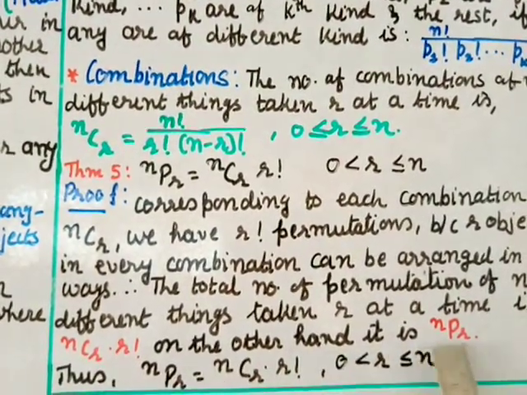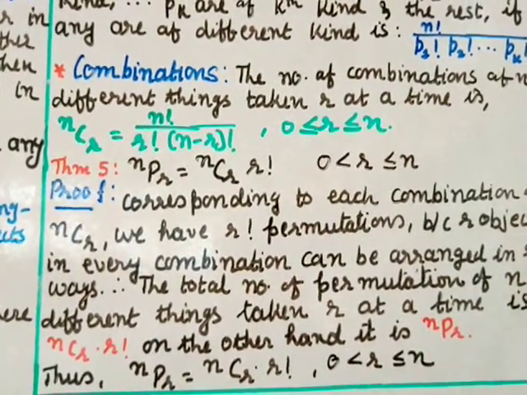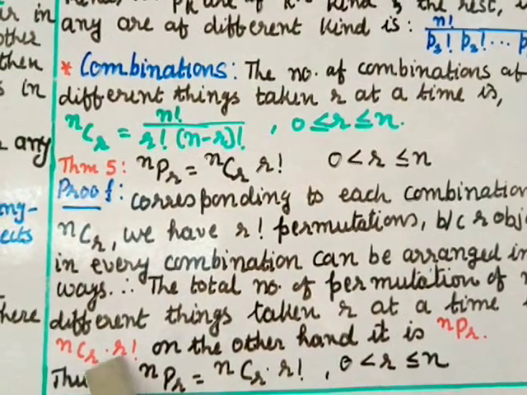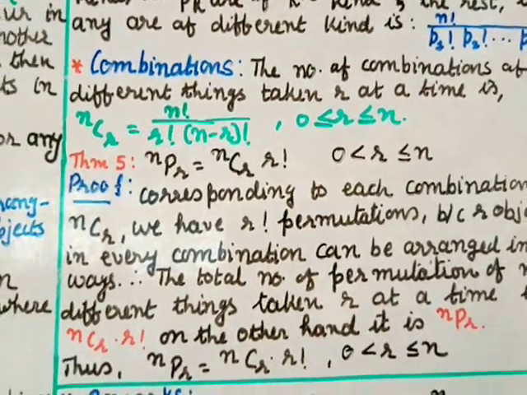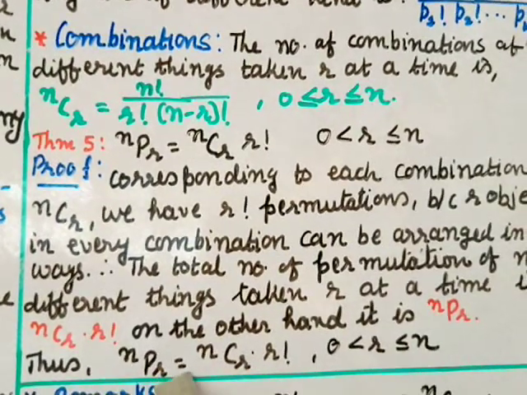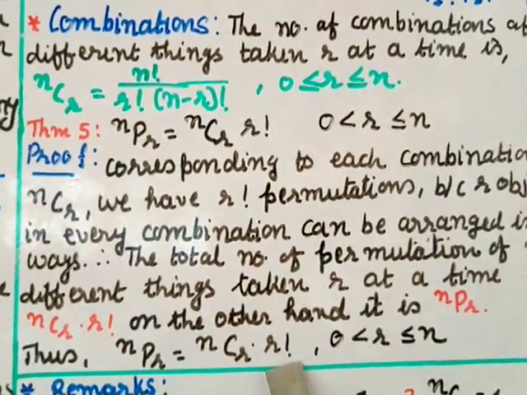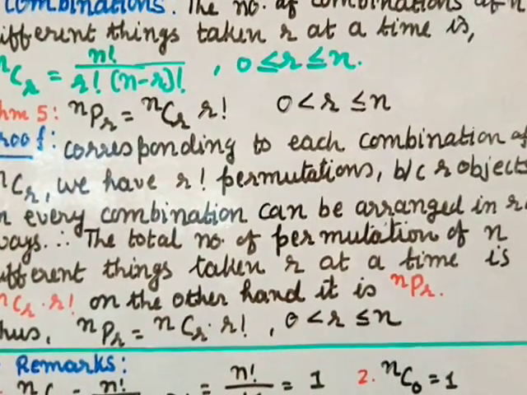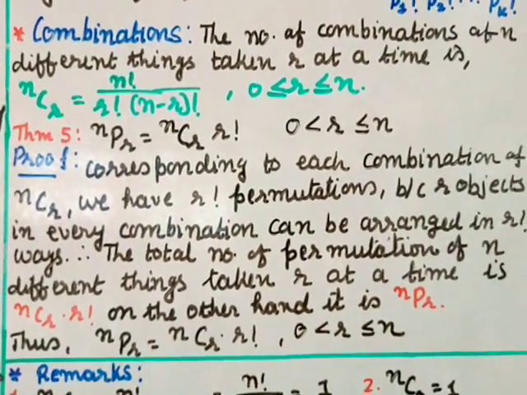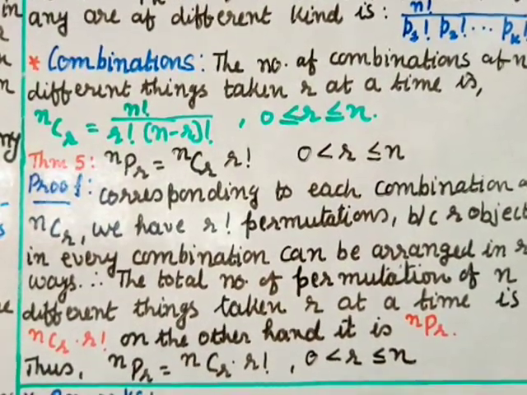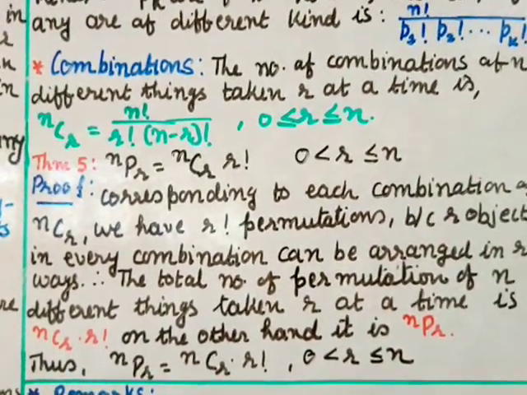On the other hand, it is nPr. So if you are taking the total permutation, it will be nCr into r factorial, and this is nothing but your nPr. So we can say the relation between permutation and combination is nPr equal to nCr into r factorial, where 0 less than r less than or equal to n. Okay, it is a simple proof, just theoretical proof it is. You can just remember by learning and try to understand how it is explained.